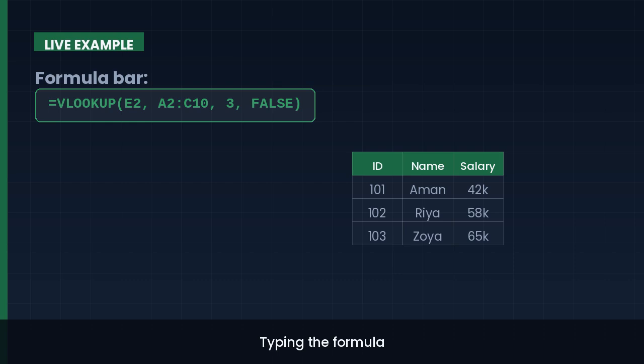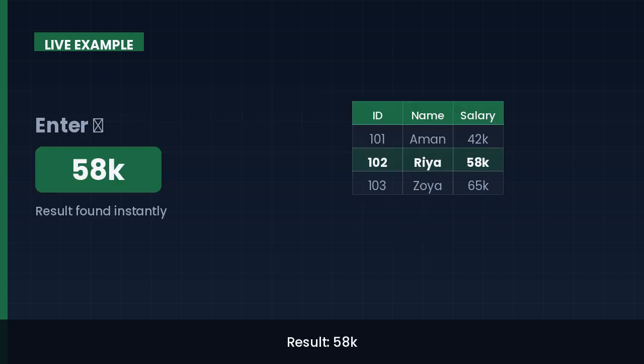Let's do a real example. I've typed the employee ID into E2. The table array is A2 to C10, which has the ID, name, and salary. I entered column index 3 because salary is in the third column, and I set range lookup to false because I need an exact match. As soon as I hit enter, look, the correct salary shows up. Now I can drag this formula down to fill the whole list.